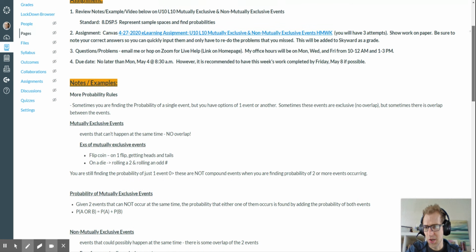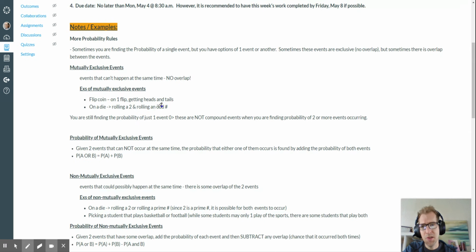And so let's just kind of talk over some of the notes here. Sometimes, once again, you're finding the probability of a single event, but you have the option of one event or another. Sometimes these events are exclusive, as in there's no overlap. That would be what exclusive means. But sometimes there is overlap between the events. Okay, so that brings us to our main point here.